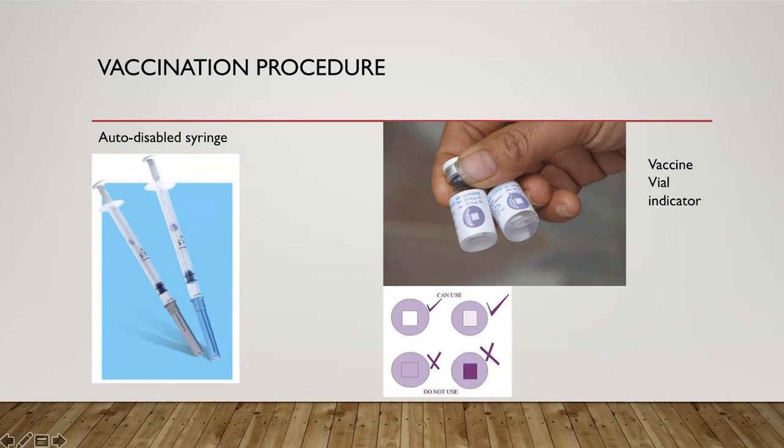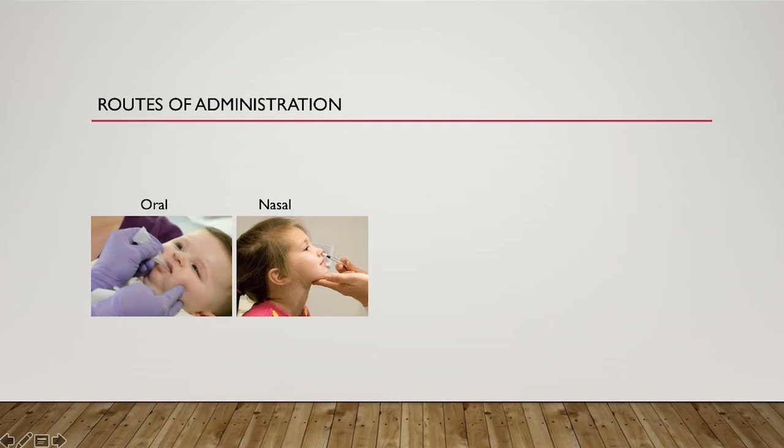If the color of the square is equal to the background or darker than the background, then we should not use it. It should be discarded even if the expiry date has not been surpassed yet, right? So even if the expiry date has not been surpassed, still if the indicator is dark or equal in color to the background, you have to discard it.